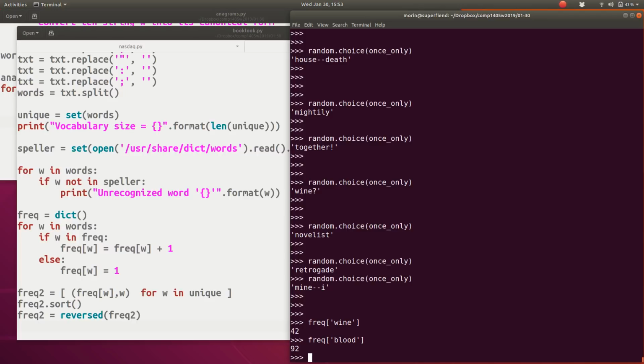So these dictionaries are really used all over the place, and you can use them too, and we will use them a lot in this course.